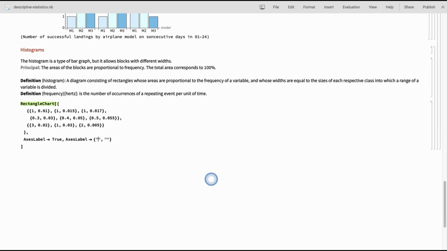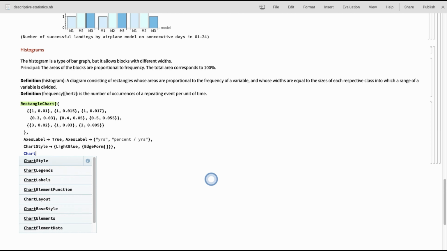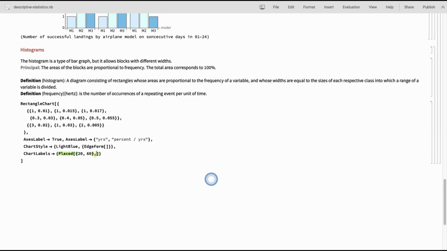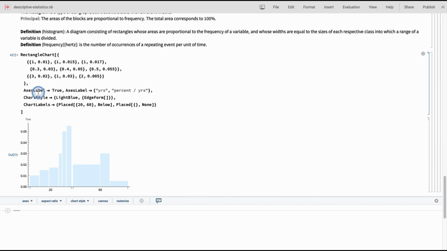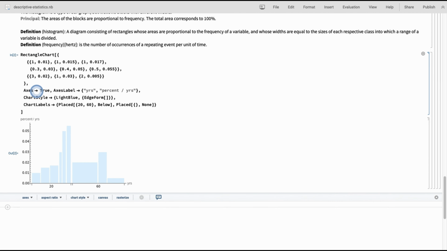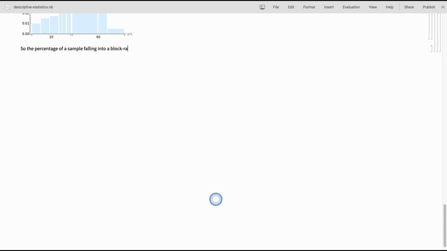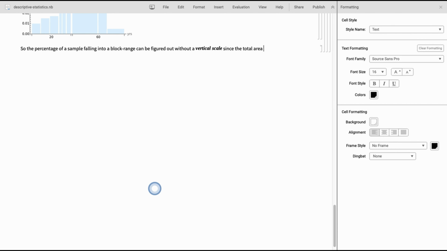Let's label our axes and stylize the individual bars to our liking. And then lastly, we just need to label the tick marks along the x-axis. All right, great. Right, so what's going on here? So, as pointed out by Professor Walter, the percentage of a sample falling into a block range can be figured out without vertical scale, since the total area equals 100%. Nevertheless, vertical scale, i.e. density scale, which is given in percent per unit, retains arithmetic precision.